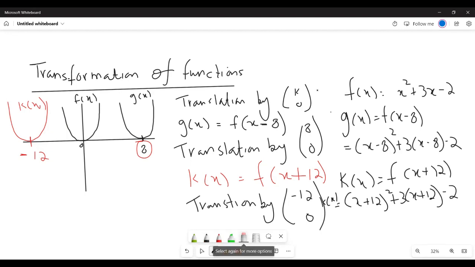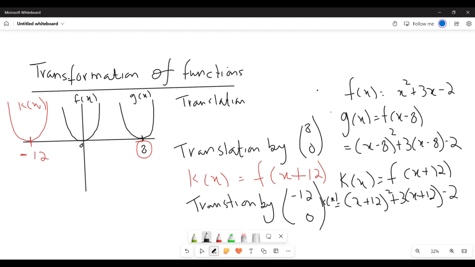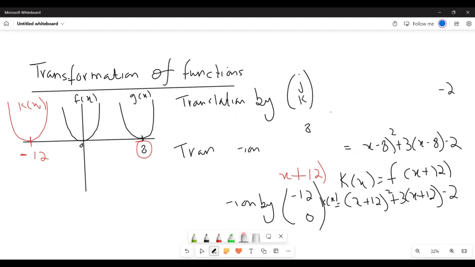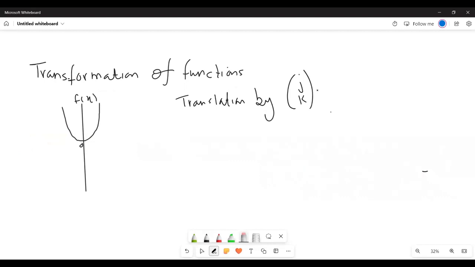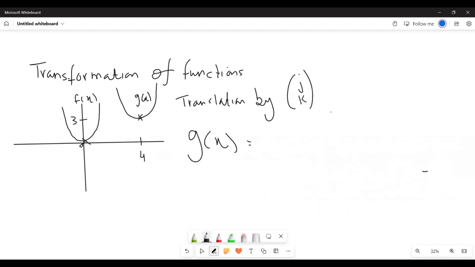Okay. Now we're going to discuss translation by (j, k). That means it moves in both the x direction as well as the y direction. Let's say that was f(x), and f(x) moves 4 right and 3 up. So it's now here, calling it g(x). Now you write g(x) equals f(x - 4), because it has moved 4 units to the right, and then outside you write plus 3 because it has moved 3 units up.